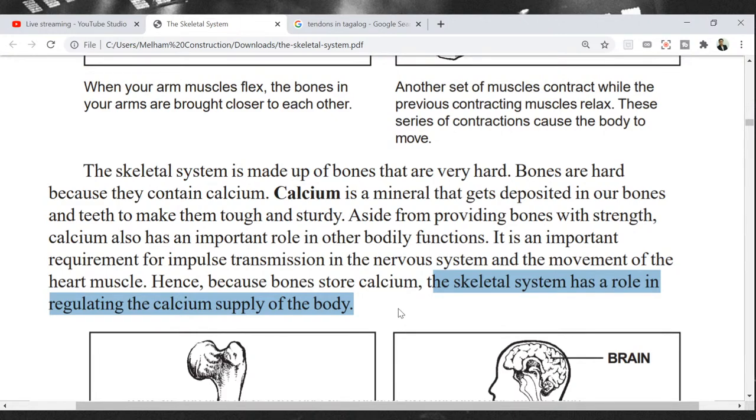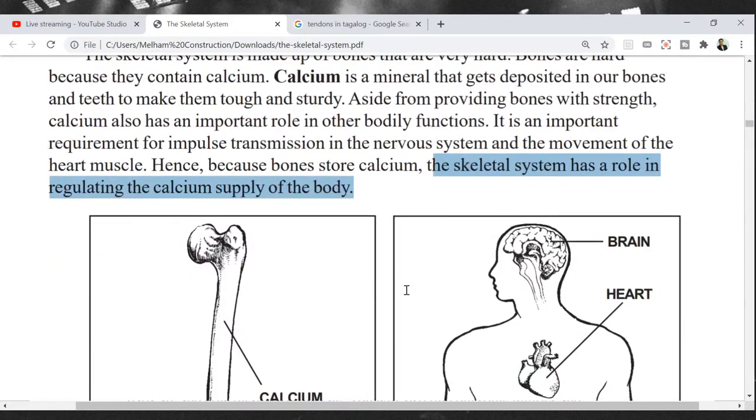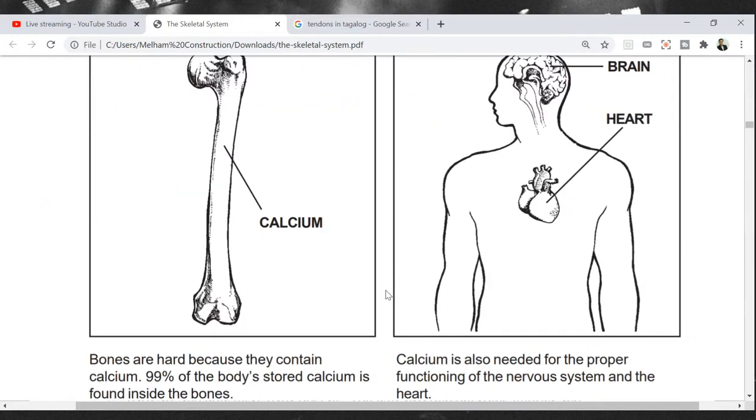Anong pagkain ba pinagmumula ng calcium? Pinag-aralan natin yan noong nakaraan. Sige nga, tingin nga. Check mo nga. Gatas, di ba?